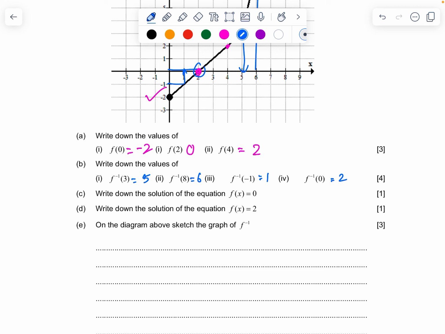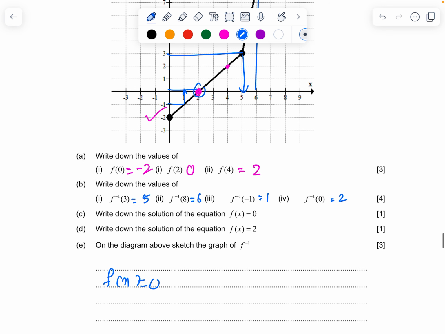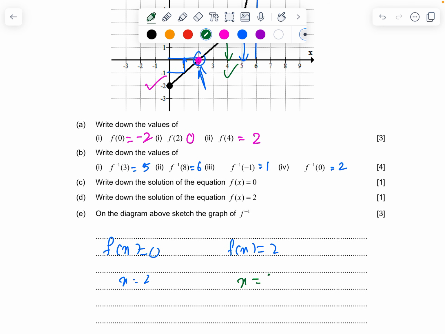Write down the solution of this equation. F of x equals 0. So when do I get 0? At negative 2. And when do I get 0? At 2. So x equals 2. F of x equals 2. When do I get 2? At 4. So x equals 4.